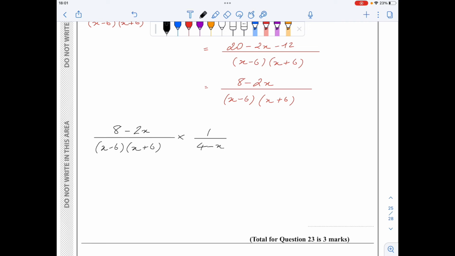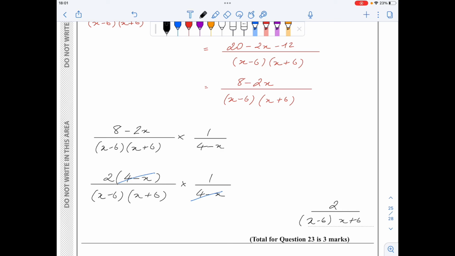I'll factorize the numerator of the first fraction. So 2 times 4 minus x over x minus 6, x plus 6, times 1 over 4 minus x. I can cross out the 4 minus x. Hence, I'll be left with 2 over x minus 6, x plus 6. Now you can expand the denominator if you want, but this is not considered more simplified than the one given here.